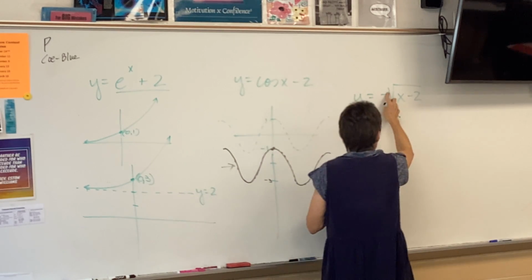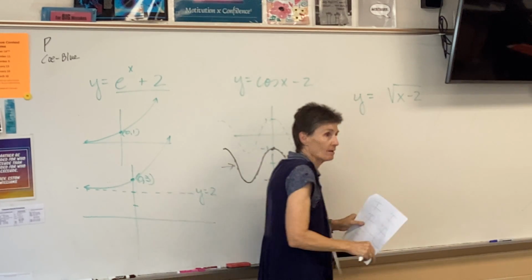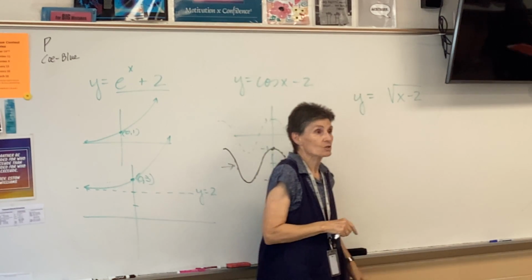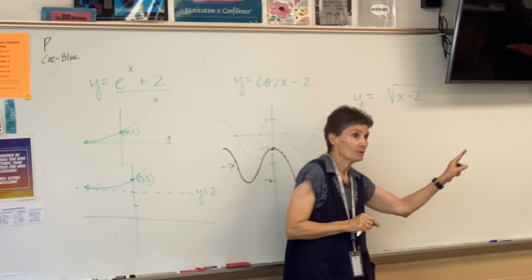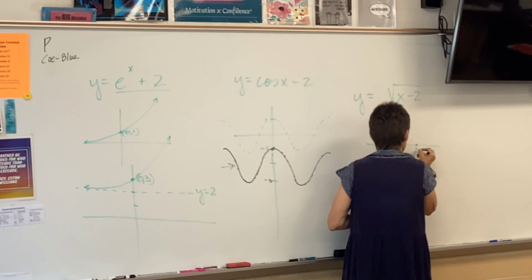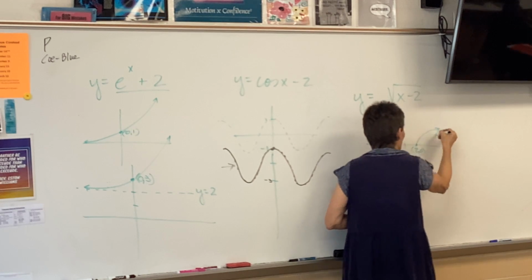All right, let me erase this for a second. Let me get that up. What's that one? Up and out, starting 2 to the right. Okay, so I'm gonna graph that. 2 to the right, 2, 0. Goes up and out.